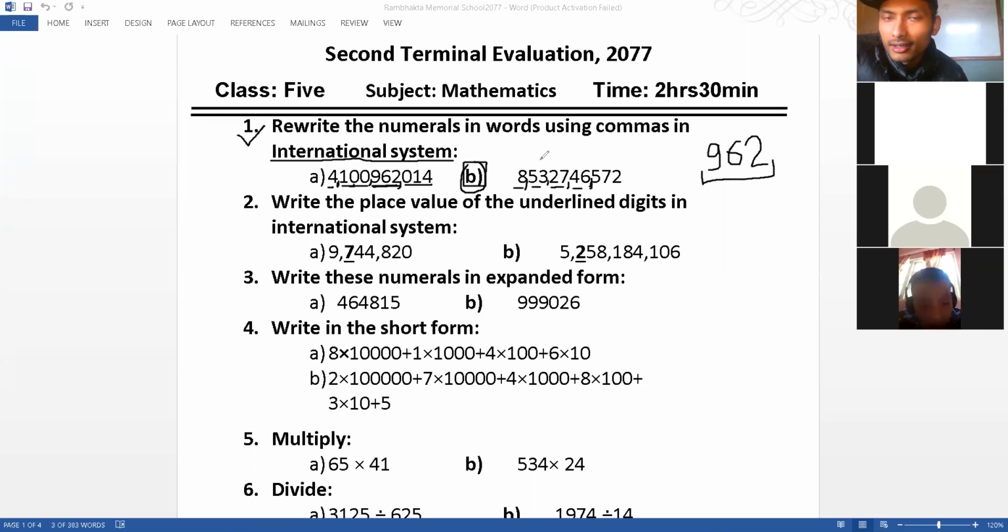Okay, can you say 8? 8 arab. What is the place for crore? Crore. 27. What comes after crore? Lakh. Good, 27 lakh. 46,572. Very good Sneha.